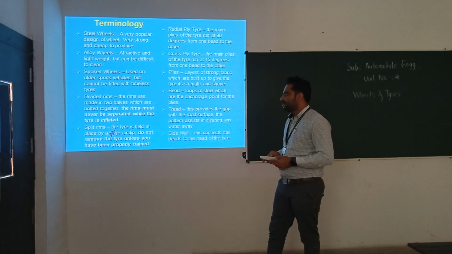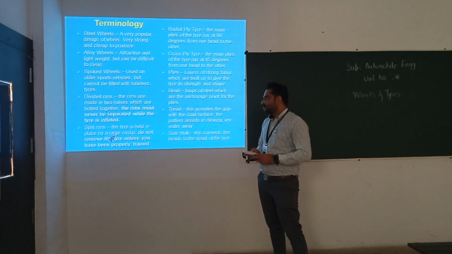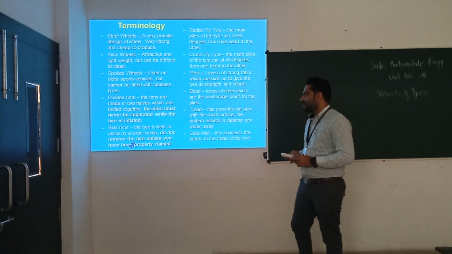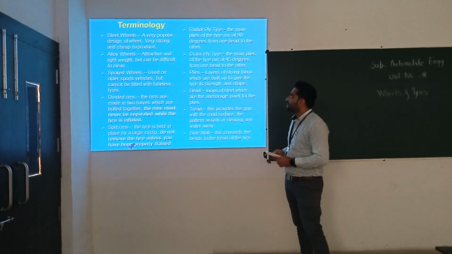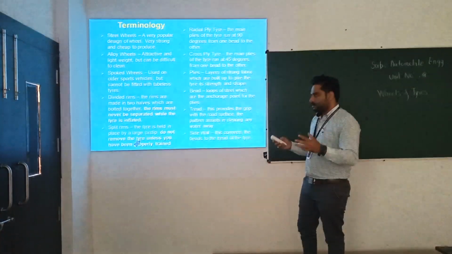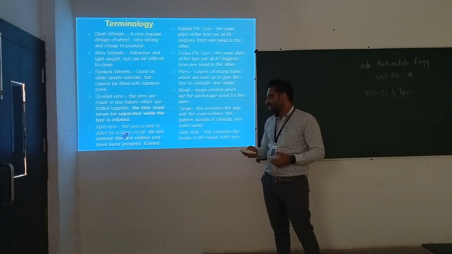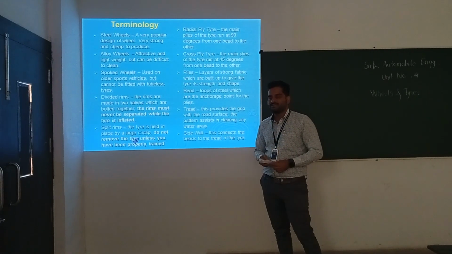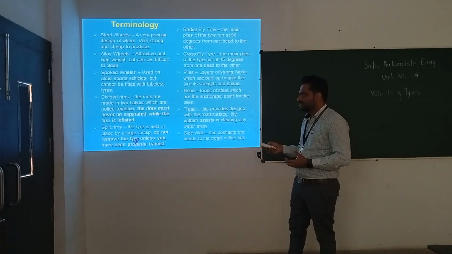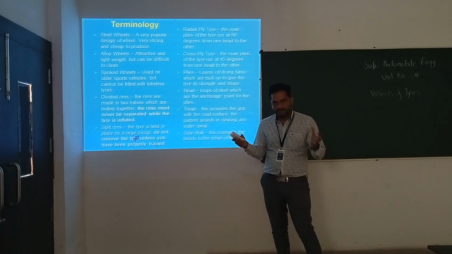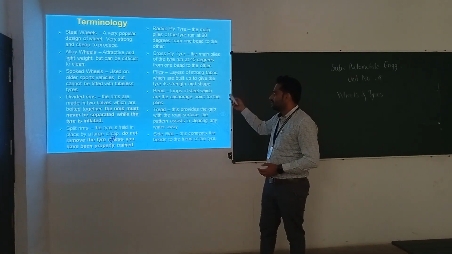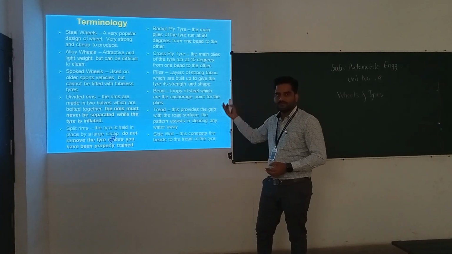Okay. Split rims: the tire is held in place by a large circlip. Do not remove the tire unless you have been properly trained. This kind of split rim is held in place by large circlips, so we cannot remove the tire unless we have proper training in removing, dismantling and assembling these rims. Radial, flat: these are terminologies used for tires. We will go through these terminologies afterwards.